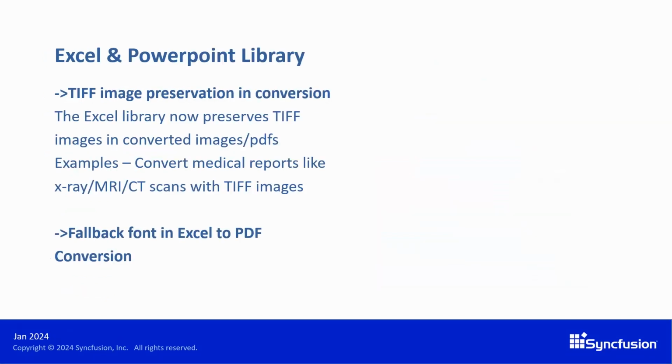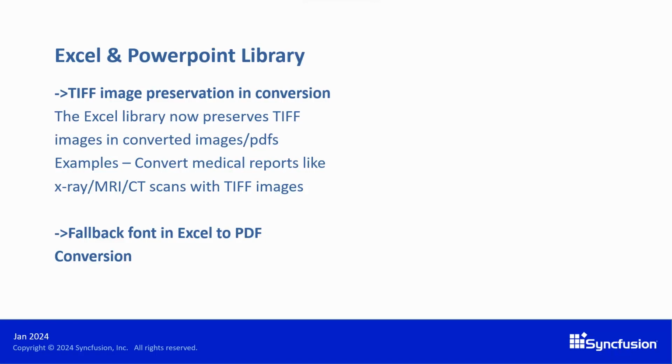The next support is font fallback in Excel to PDF conversion. The Syncfusion Excel library now provides support for fallback fonts for Unicode text while converting Excel files to PDF files or image files. The next update is TIFF images preservation.